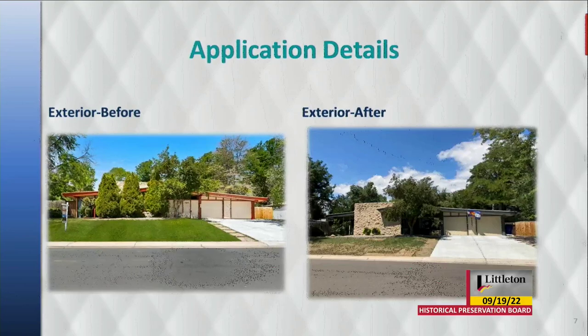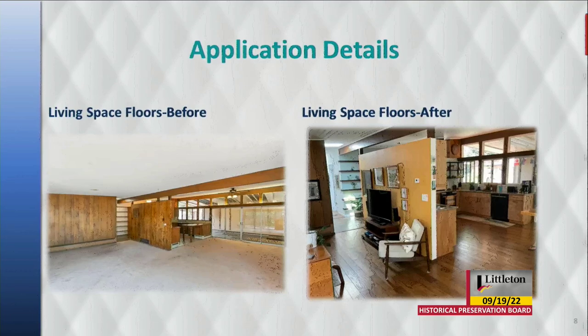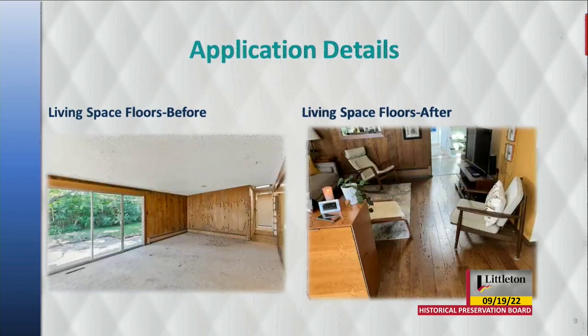Here you see before and after of the house taken from the right of way. Before is on the left, and now you see it the way it looks today over on the right. We have some living space shown here with before and after pictures. And you notice that the kitchen is back there in the corner, and the picture on the right, the after picture, gives a little bit closer up view of what's going on there in the kitchen and the floors and the ceiling and that space in general. Another portion of the house, before and after. Again, you see there's carpeting over in the before, and you see the wood floors on the left, and those wood paneling along the walls remains.